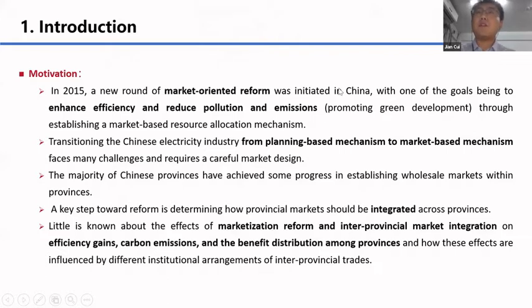In 2015, a new round of market-oriented reform was initiated in China, with one of the goals being to enhance efficiency and reduce pollution and emissions through establishing a market-based resource allocation mechanism. Transitioning the Chinese electricity industry from a planning-based mechanism to a market-based mechanism faces many challenges and requires a careful market design. The majority of China's provinces have achieved some progress in establishing the wholesale market within the provinces.